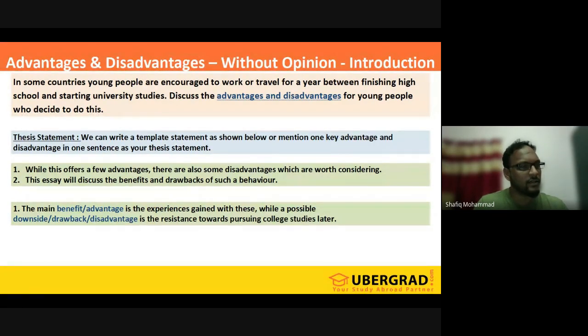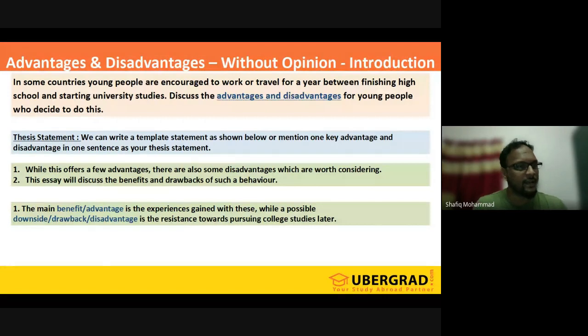Then Vardhan has said: in certain nations, again, you can even say in many nations, right? Very good. Then it is encouraged for young individuals to either work or travel for a year after completing high school before embarking on their university studies. Very good. So you've used university studies; use college studies or tertiary education, right? Those are the words you can use instead of that. And embarking is a good vocab you've used. Then let's examine the benefits and drawbacks for young people who make this choice.